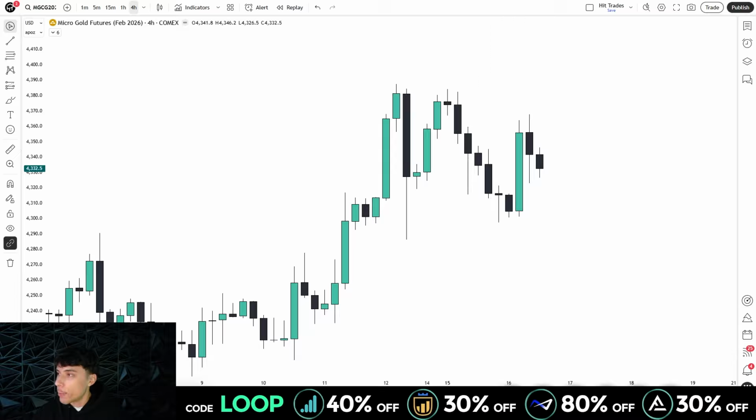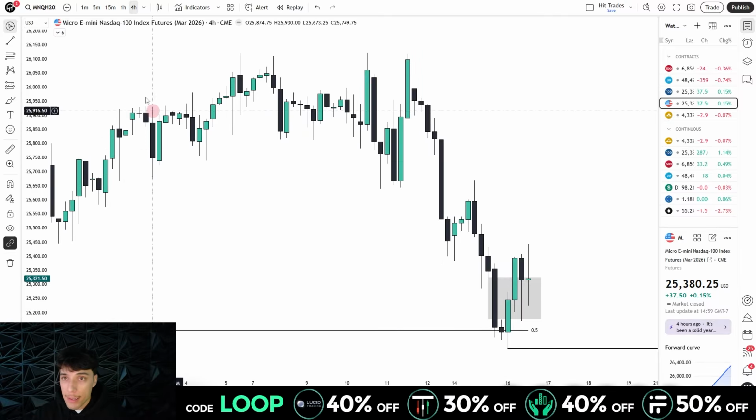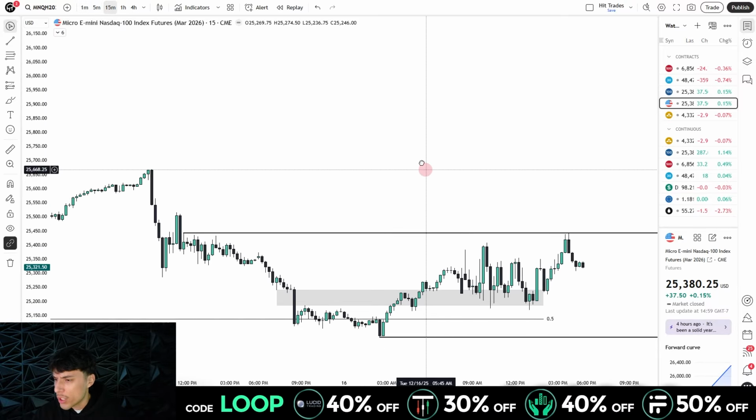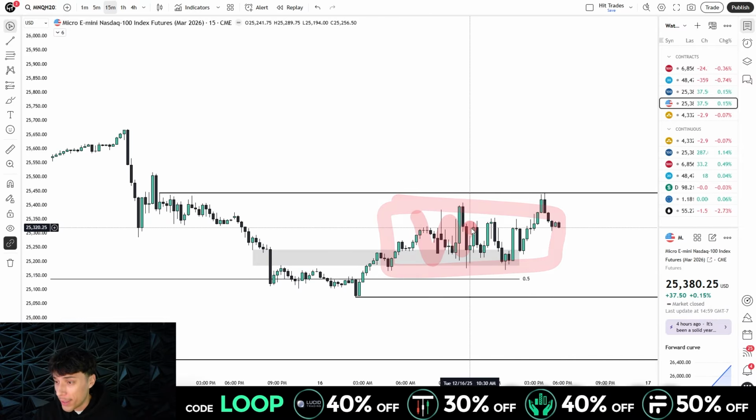I always start my day with top-down analysis. I traded gold today, but before that, I was looking at NQ. I was looking at the NASDAQ, and the price action today was super mid. Like, look at this. Look at this back and forth movement. And this is on the 15-minute.